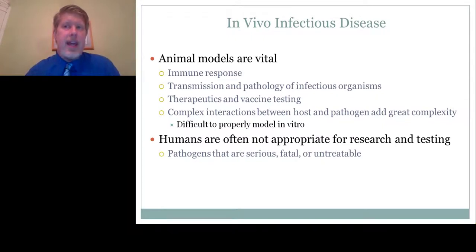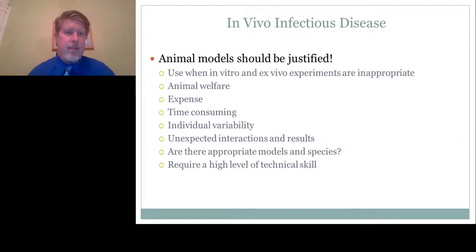The way that we can better put these things together before we move into human clinical trials is, again, using these lab animals. Because at the end of the day, for much of what we do, humans simply aren't appropriate for the research and testing. If the pathogens are serious or even fatal or untreatable, or the conditions create temporary or even permanent damage, it's just not appropriate to test them in humans as opposed to lab animals. But these need to be justified. So that's the other side of the coin.